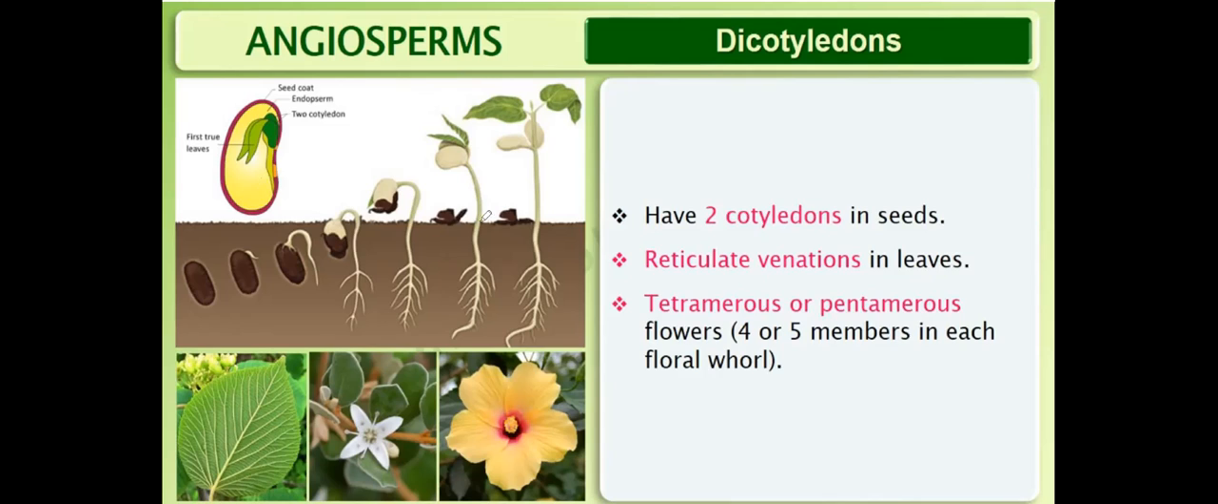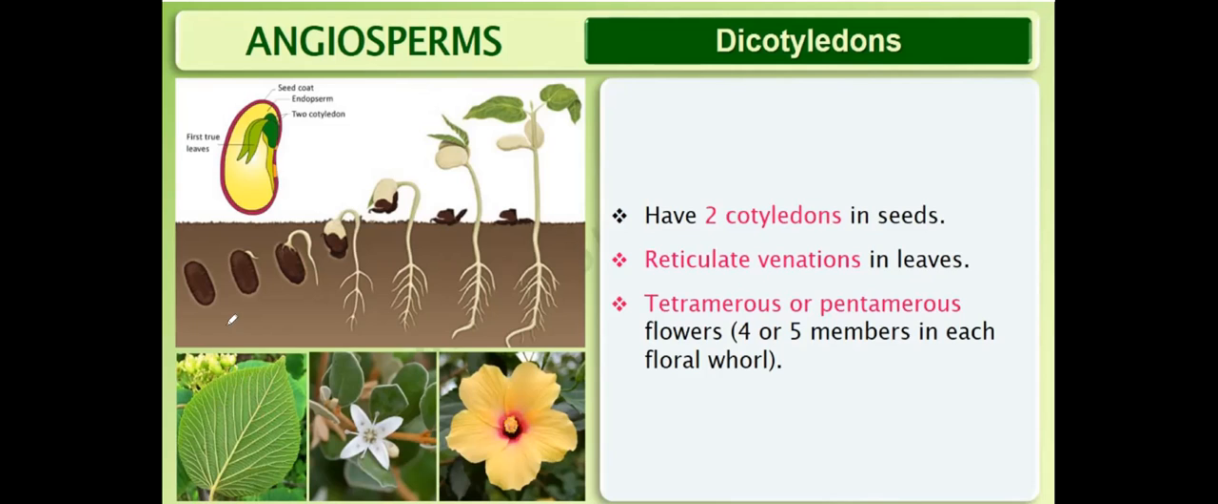If you don't have a seed, how can you identify whether your plant is dicot or monocot? On the basis of leaves. You have to see if there is reticulate venation in the leaves. In this leaf, there is a network of veins. So this is called what? Reticulate venation. If the arrangement of veins forms a network, that is called reticulate venation. So just by seeing the leaves, we can also identify whether a plant is dicot or monocot.